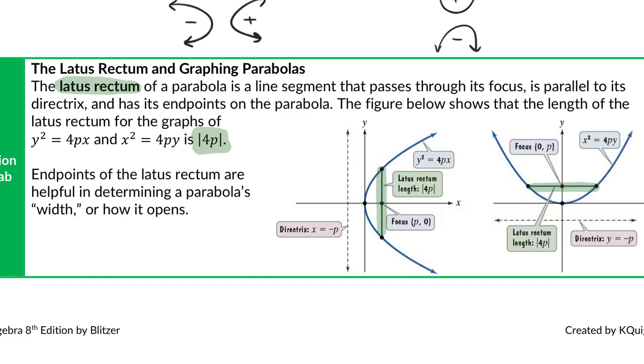Again, width is in air quotes because they don't really have widths, but we can kind of think of them that way. So those are the main things we're going to be plotting here. We're going to be plotting the focus, the directrix, and the latus rectum so that we can make sure that we have our graph going the right direction. Can we try one?